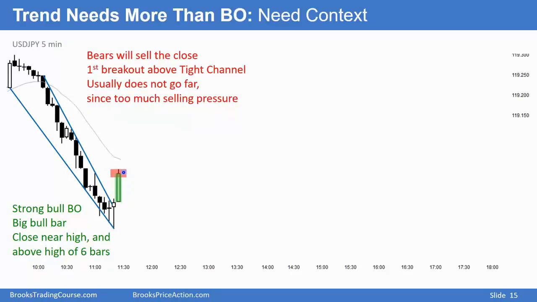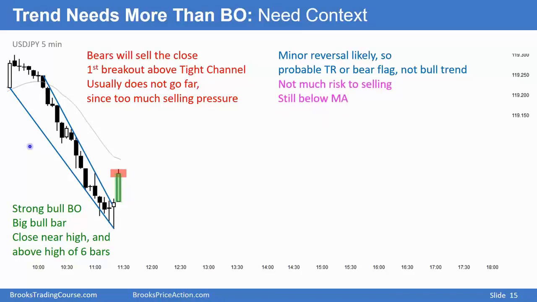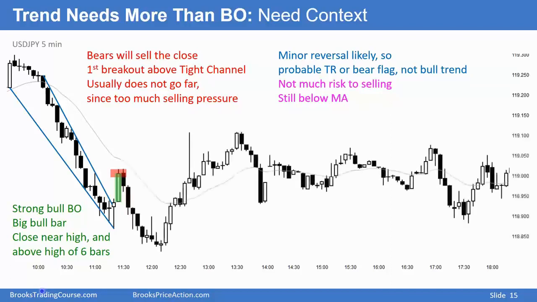So what happens? Bears will look at that and say, we got a strong bull bar, but it's probably a minor reversal. It probably will fail around the moving average. I'm going to sell the close of that bull bar, betting that it's going to be a failed bull breakout. That is a logical thing to do. More likely a minor reversal and a trading range or bear flag than the start of a bull trend. Not much risk selling a strong bull close at or near the moving average, betting the bull reversal will fail, because it probably will.